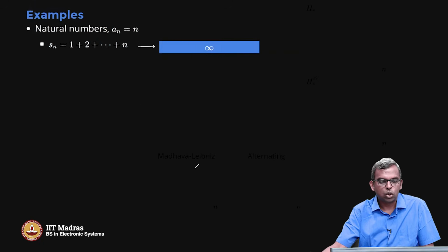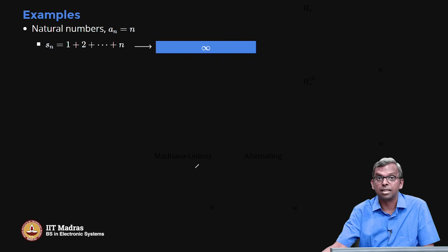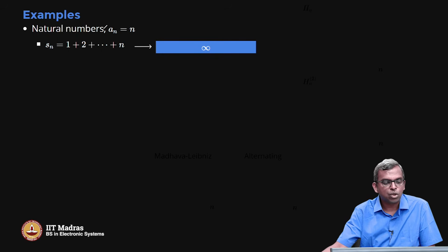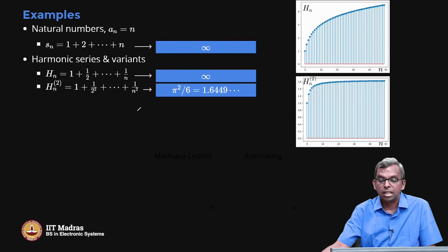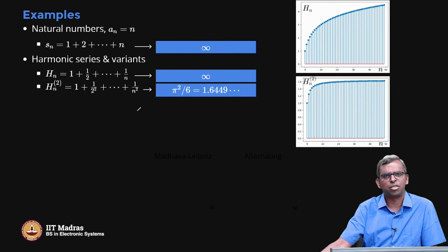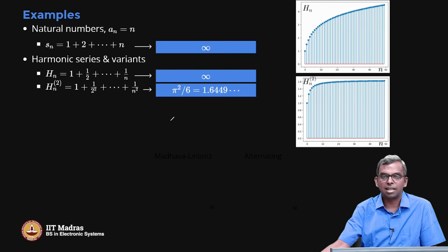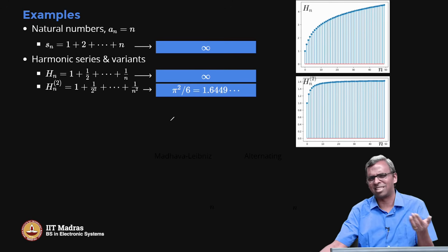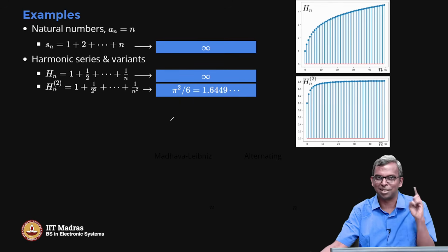Let's close this lecture by looking at the series examples. The natural numbers, a_n equals n, result in the summation series 1 plus 2 plus so on till n. This diverges to infinity. This is quite easy to see. The harmonic series and its variant, the summation of 1 by n squared, are very interesting. These are all results that I'm going to state here. We will prove these things later on. Eventually we'll prove these things, I promise you that.